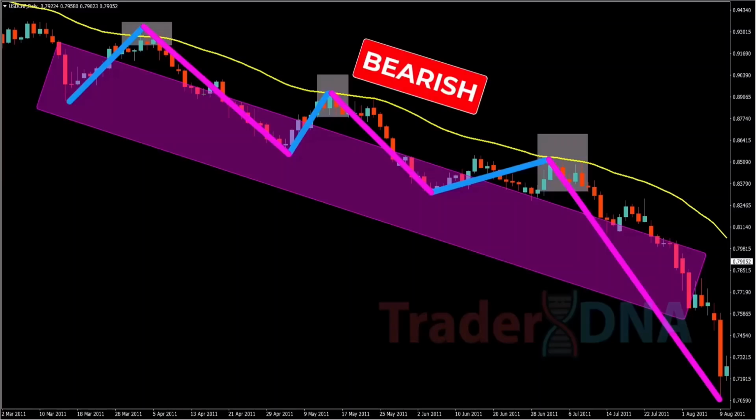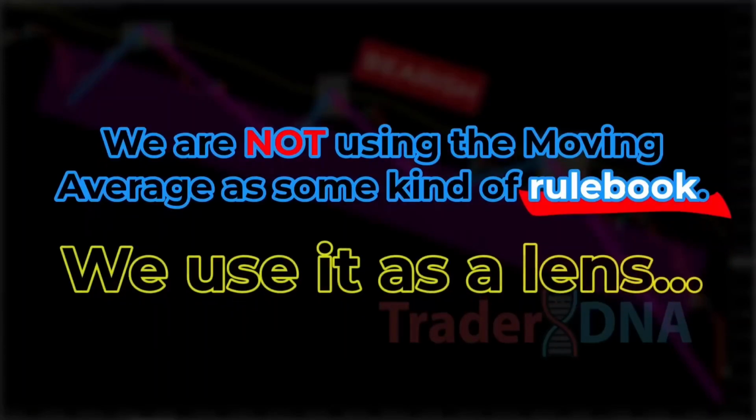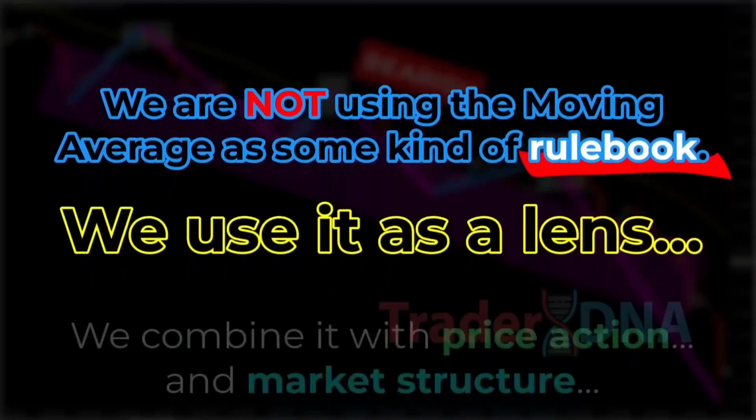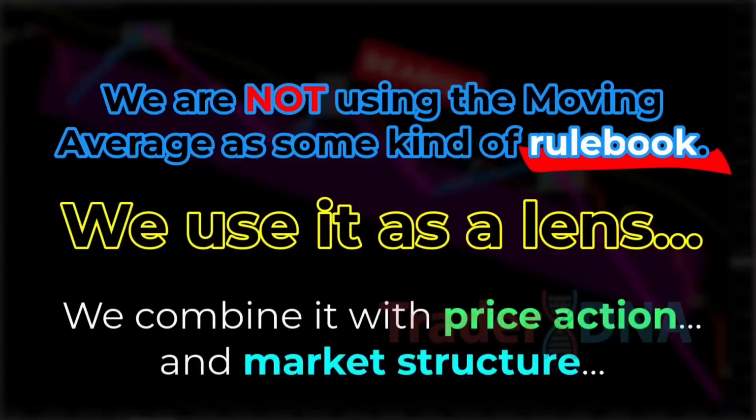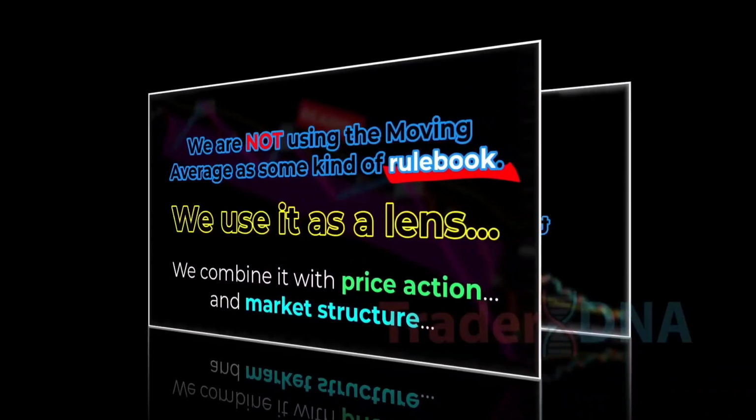So after all of this, here's the most important thing you need to understand. This is everything. We are not using the moving average as some kind of rule book. It's not law. It's not a signal generator you blindly follow. We use it as a lens, a way to read the market more clearly, because again, we do not use the moving average by itself to enter trades. We combine it with price action and market structure to stack confluence and dramatically increase our trading accuracy.